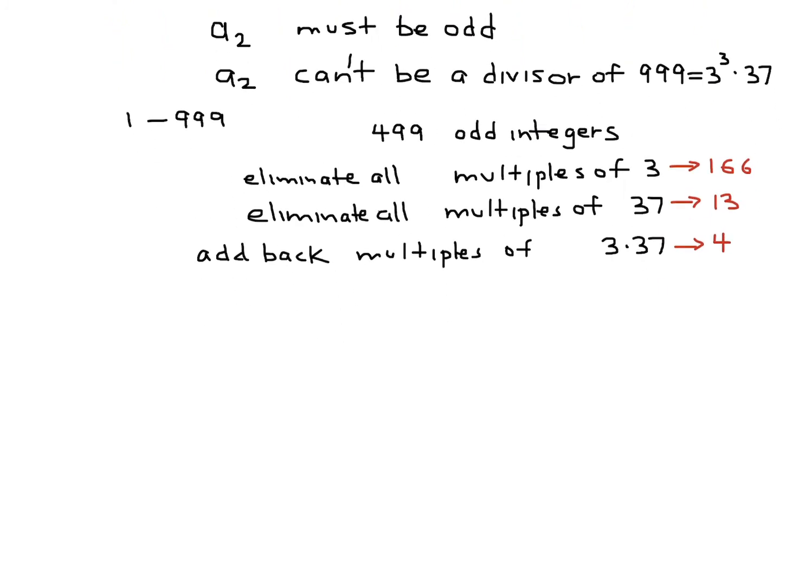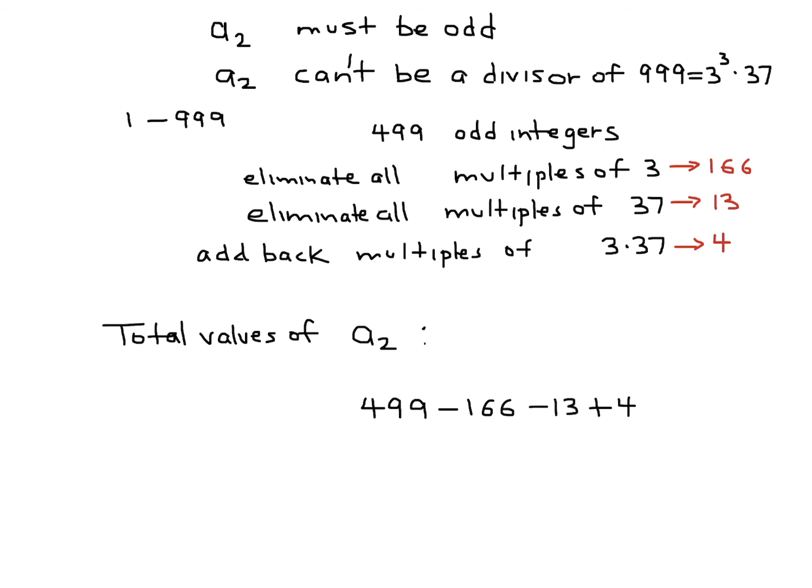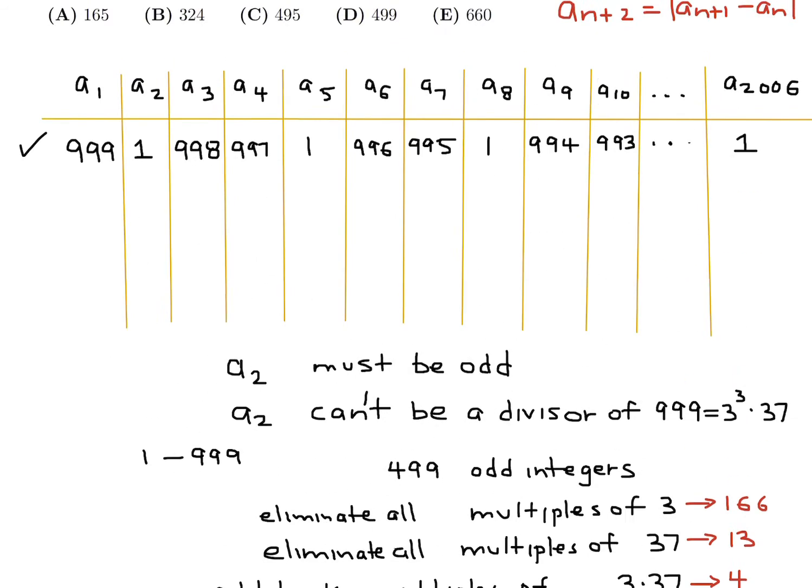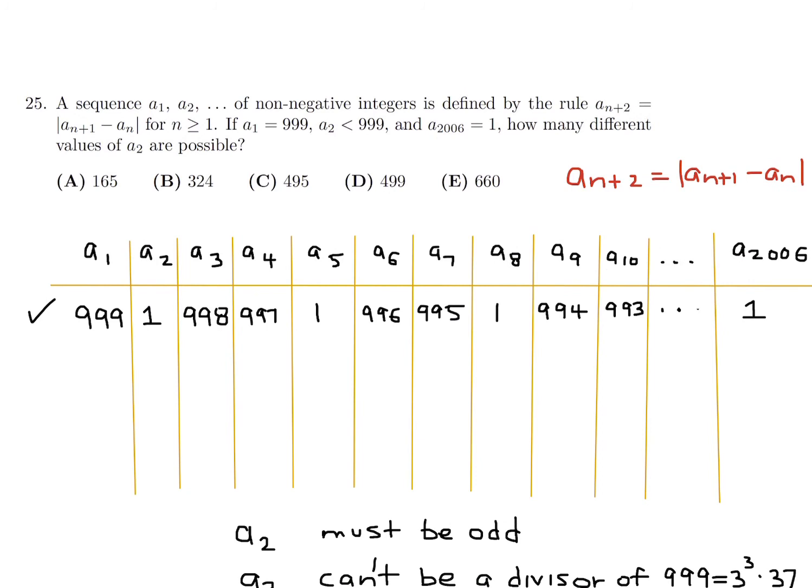So our grand total for the total possible values of A2 will be 499 minus the 166 minus the 13, and then add back 4 because we subtracted those twice when we subtracted 166 and 13, so we've got to add 1 set back. And if you do this, this becomes 324. And that would make this number 25 answer choice B.